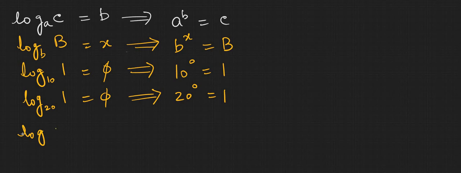Log 0.001 base 10 is equal to minus 3. So we can write this as 10 to the power minus 3 is equal to 0.001. What if you are given an equation like this, log x base 10 equals minus 3, and then you are asked to find the value of x?